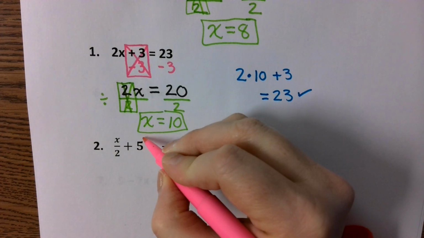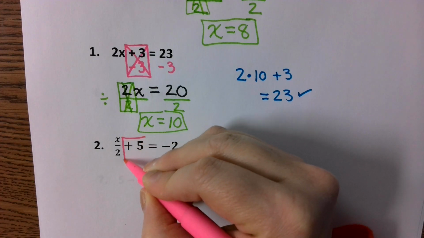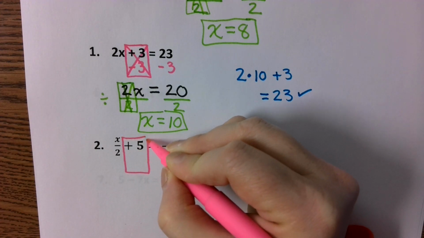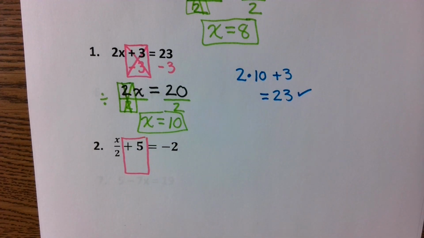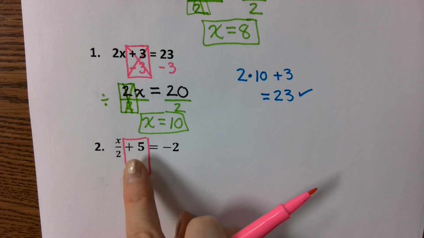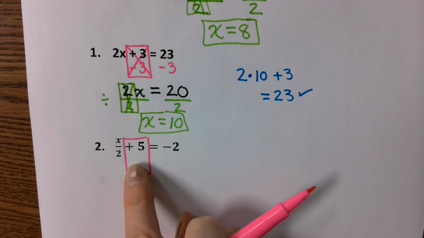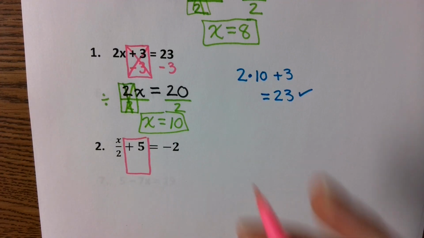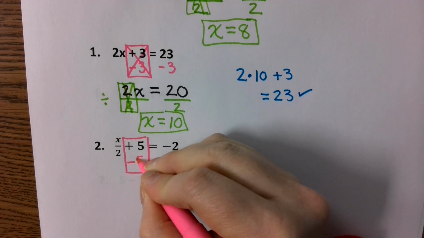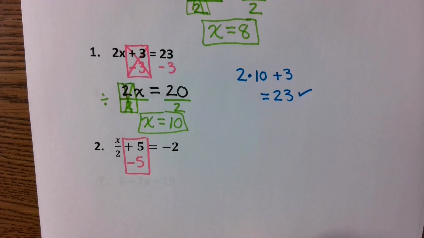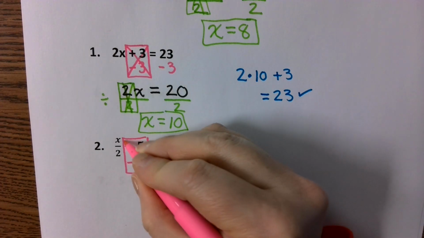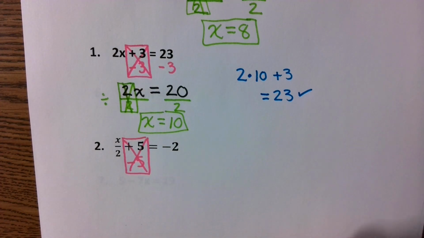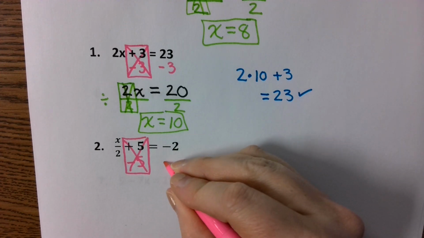Positive 5. Remember, we're going with the constant, so we're going to box up positive 5. Okay, Jalen, what is the opposite operation that we're going to do then? Subtraction. So we're going to subtract 5 from 5. That lets us box it and cross it. And we're going to subtract 5 away from negative 2.